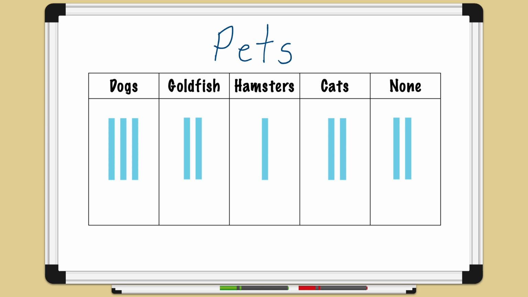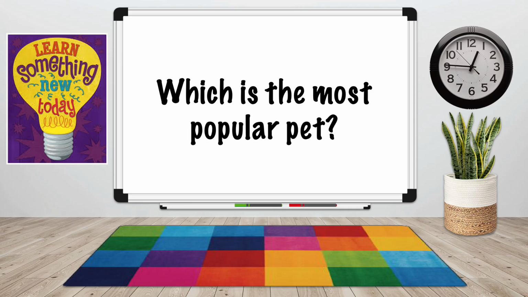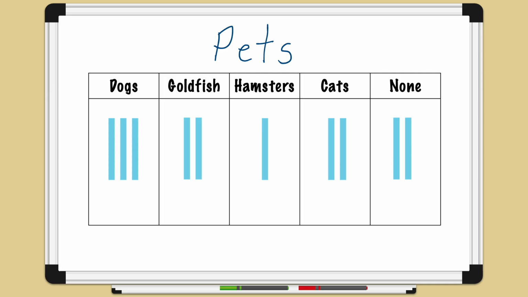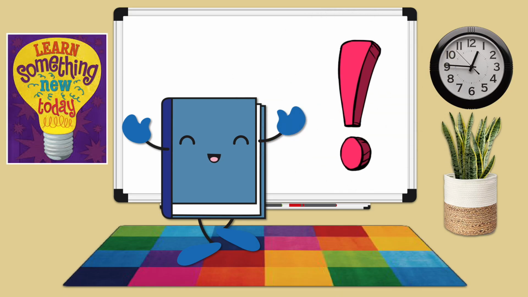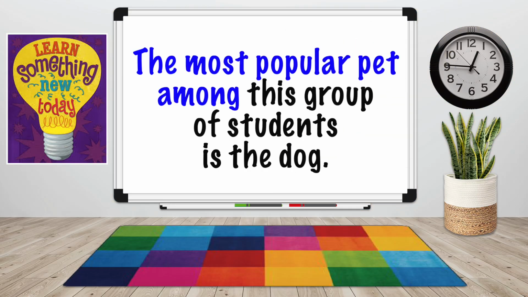Now let's use this information to answer a question. Which is the most popular pet among this group of students? Let's look at our chart. Which column has the most tally marks? The column with the greatest number of tally marks is the dog column. We have an answer to our question. The most popular pet among this group of students is the dog.